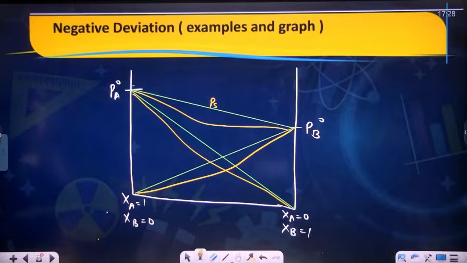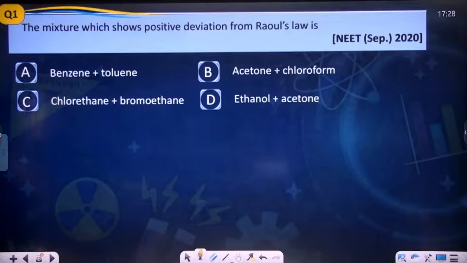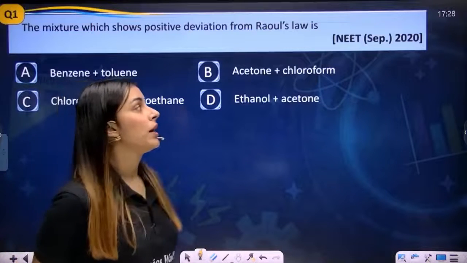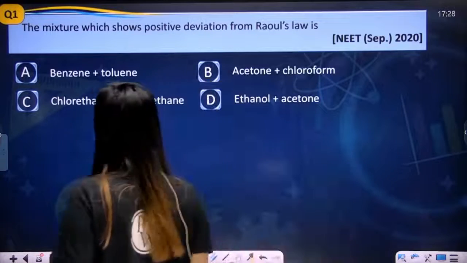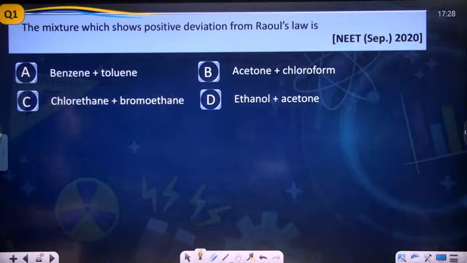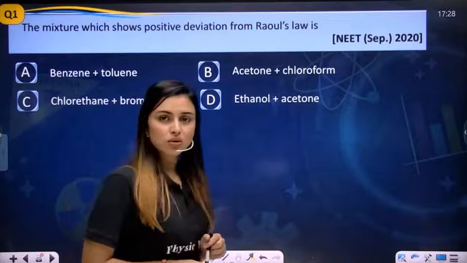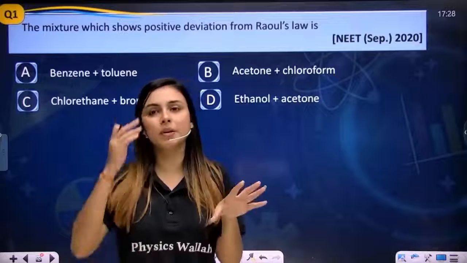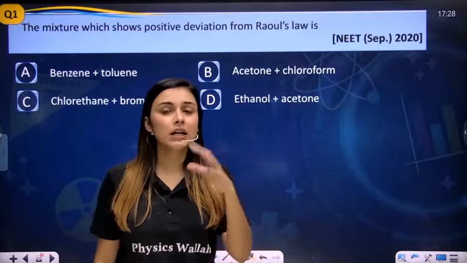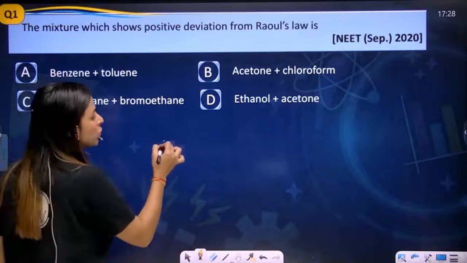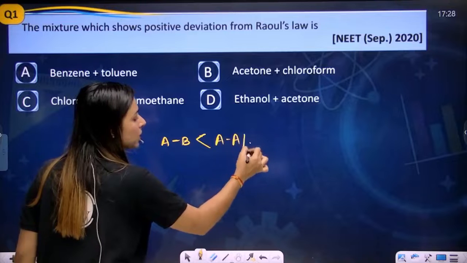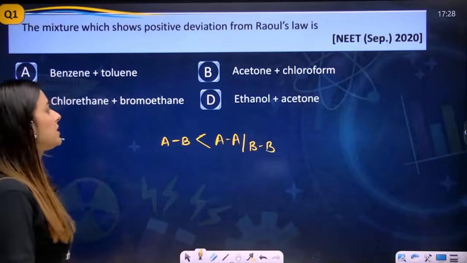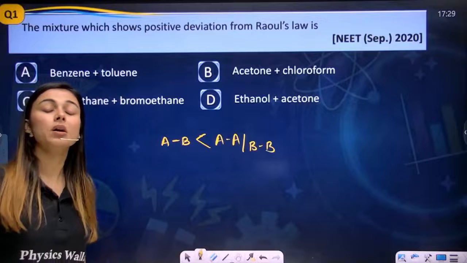Okay, let's solve some questions. Here is the question. The question says that the mixture which follows positive deviation from Raoult's law. It was asked in 2020. Such easy questions, my dear students. Just see what the question says. For positive deviation from Raoult's law, the vapor pressure should be more than expected. If the vapor pressure is more, this means that AB interaction should be lesser than AA interaction and BB interactions, right? After mixing, the interaction should become weaker.